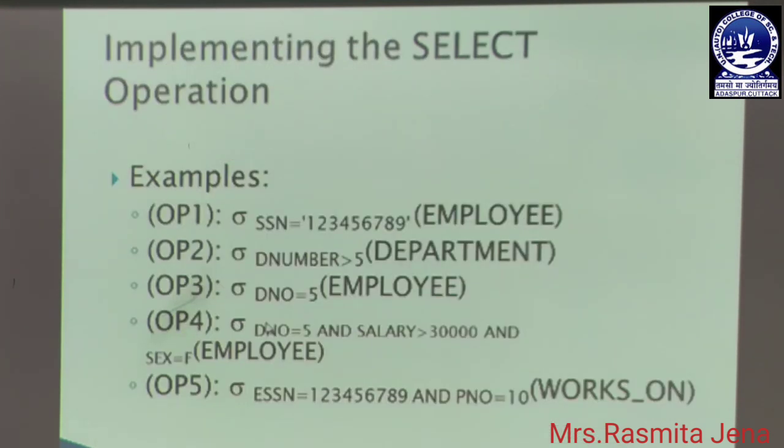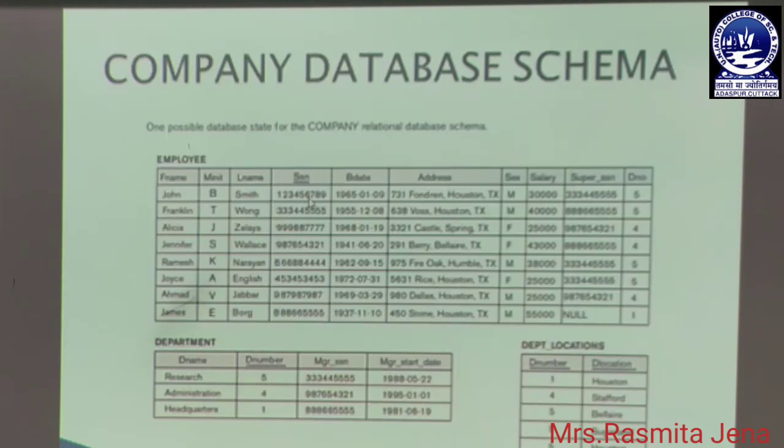So, let us discuss how we can implement the select operation. Let us take these examples. Suppose this is the first example: we want to retrieve the employee information whose SSN is 123456789. That means we retrieve the employee information from the employee table for that SSN. Let us say this is the employee relation, and the first tuple has SSN 123456789. So we have to retrieve this tuple by executing the select operation.